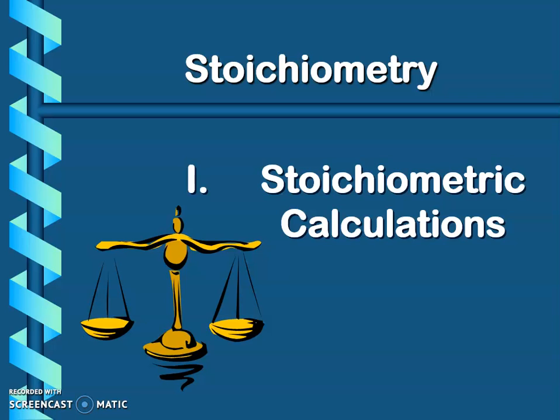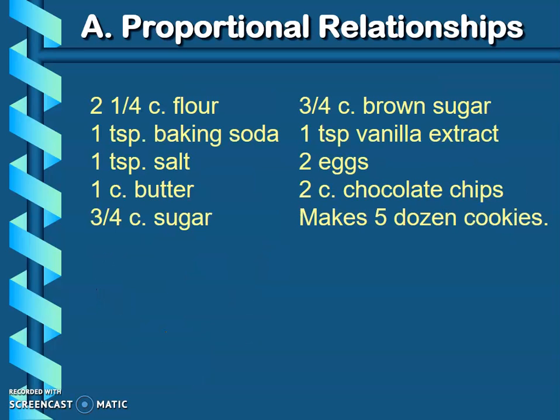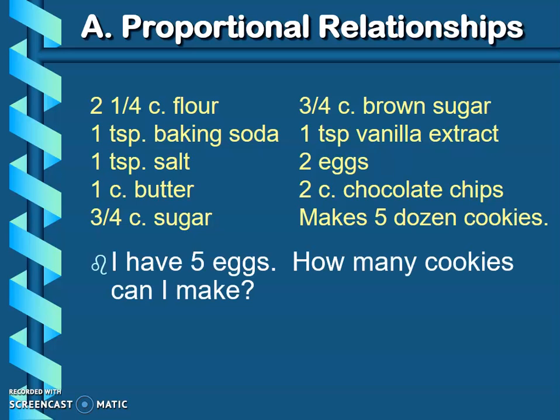What is stoichiometry? Okay. It is looking at proportional relationships. So let's do a real world example. I like to bake. So here is a recipe for making cookies. If I follow this recipe exactly as it is written, I can make 5 dozen cookies. Okay? But I go in my kitchen and I look and I say, okay, I have everything I need for this except I only have 5 eggs. I want to make as many cookies as I can, but I only have 5 eggs.